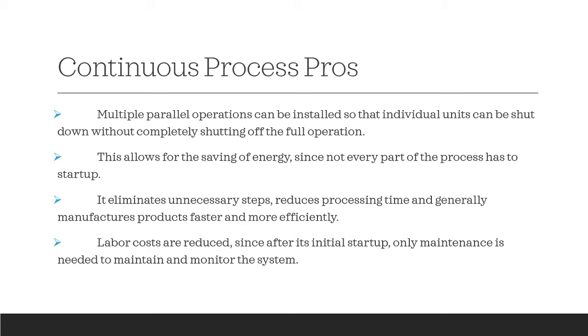This allows for saving of energy since not every part of the process has to start up. Usually with continuous processes, after it's started up, it's not very common to have them ever shut off. You will have individual units be shut down for maintenance or whatever, but when talking about the full process, it does not shut off. It eliminates unnecessary steps, reduces processing time, and generally manufactures products faster and more efficiently. Labor costs are reduced, since after the initial startup, only maintenance is needed to maintain and monitor the system.